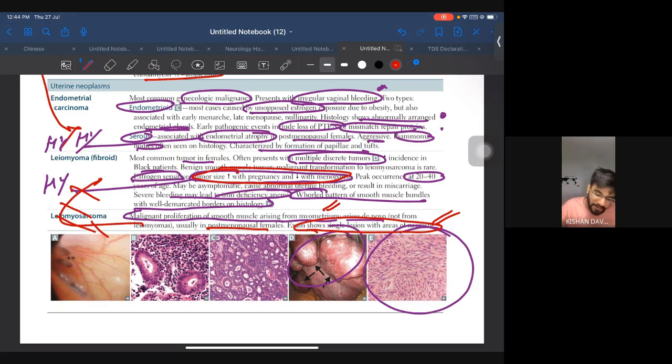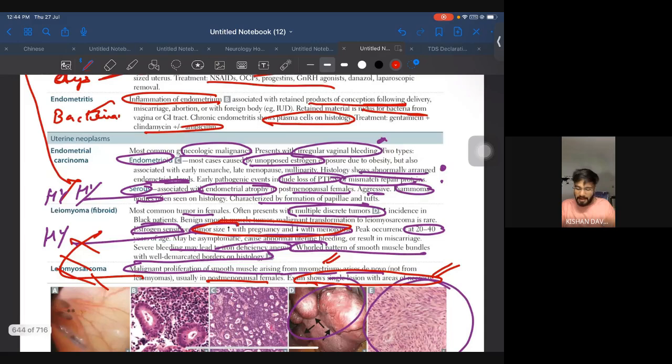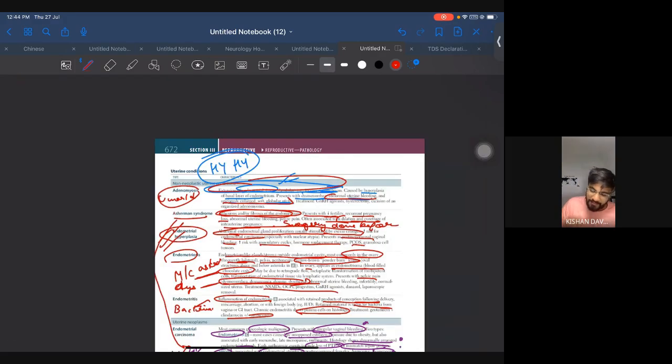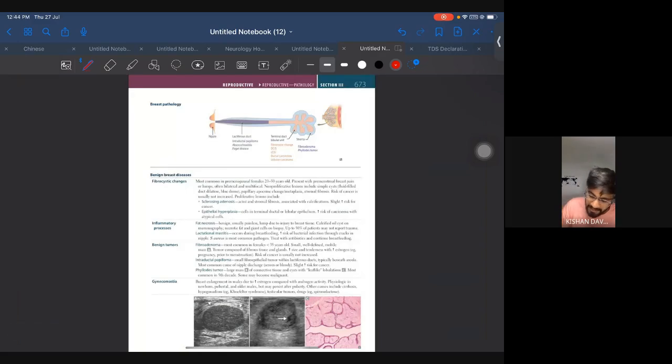All right. So these are the differences that you need to pick out, and uterine conditions are also very high yield. So many questions have been asked. All right. So with this, we finish our gynecology. Now focusing on the breast.